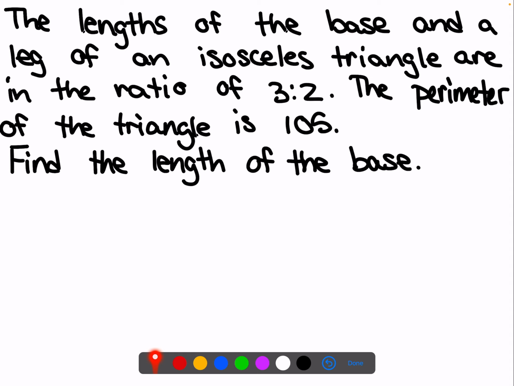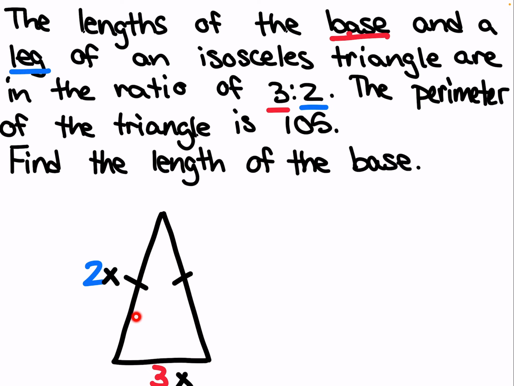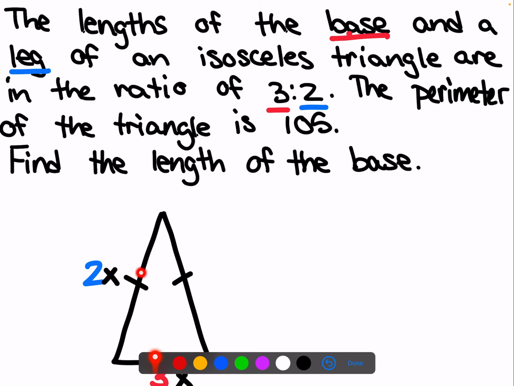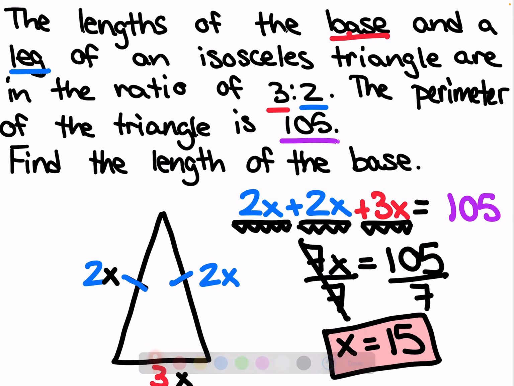So if we're dealing with a ratio, each one gets a variable. So I have 3x for the base, 2x for the leg. So drawing this up, my base is 3x, my leg is 2x. And since this is isosceles, I know my legs will be congruent. So my other leg will also be 2x. Now, the perimeter, the distance around the shape, is 105. So I can say 2x plus 2x plus 3x equals 105. From here, combining like terms, 2x plus 2x plus 3x is 7x equals 105. Dividing both sides by 7, x is equal to 15.